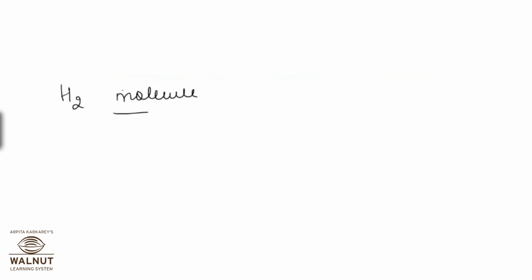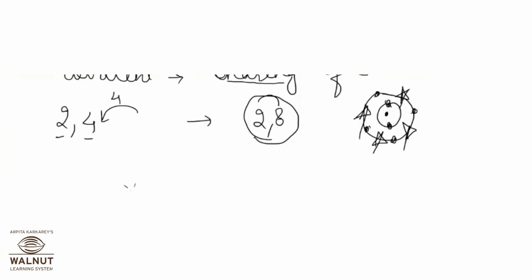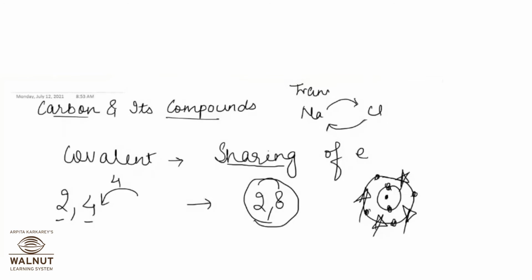Now what you have to do is, whenever you are drawing a Lewis dot structure, we are only concerned with the number of valence electrons. You should know the number of valence electrons. This is just an explanation. Don't draw this in the exam. I have drawn a star in order to make you understand that these are newly added electrons.